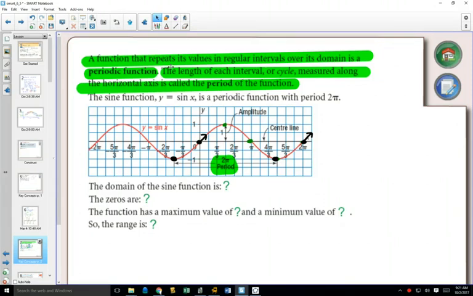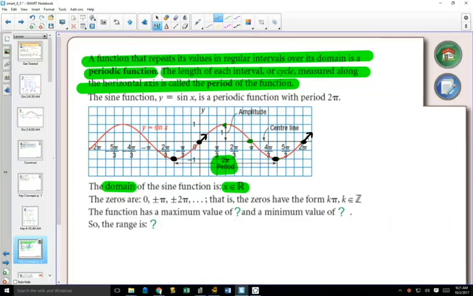If we wonder about the domain of our sine graph, our domain is everything. Any angle is possible. Now, I'm going to keep highlighting stuff. So this is important. Domain is everything.